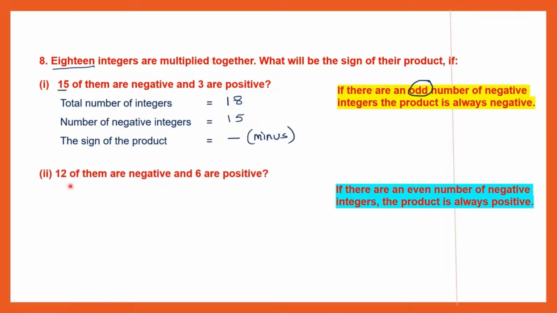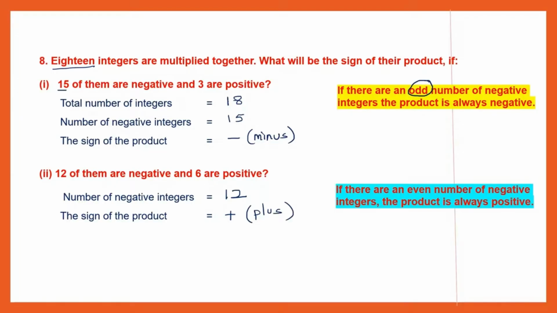Second one, 12 of them are negative and 6 are positive. So again, we're looking at the negative integers and that is 12. So the number of negative integers is 12. And the sign of the product will be positive because 12 is an even number. So the sign of the product is plus. So let's remember these two properties. Keep these two properties in mind when you decide about the sign of the product.